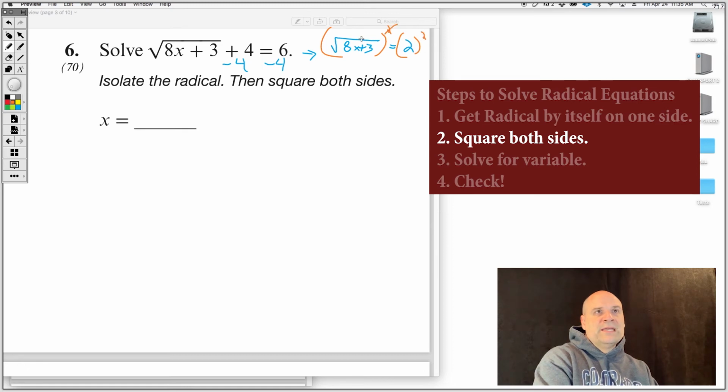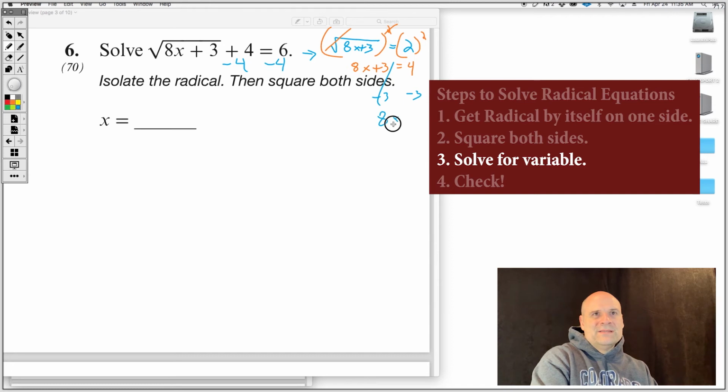So that square cancels that radical, so we're left with 8x plus 3 equals 4. Now we just solve this normally, just following our steps to solving equations. So get rid of that constant first. So 8x equals 1. Now divide both sides by the variable's coefficient. So divide by 8. So x equals 1/8.